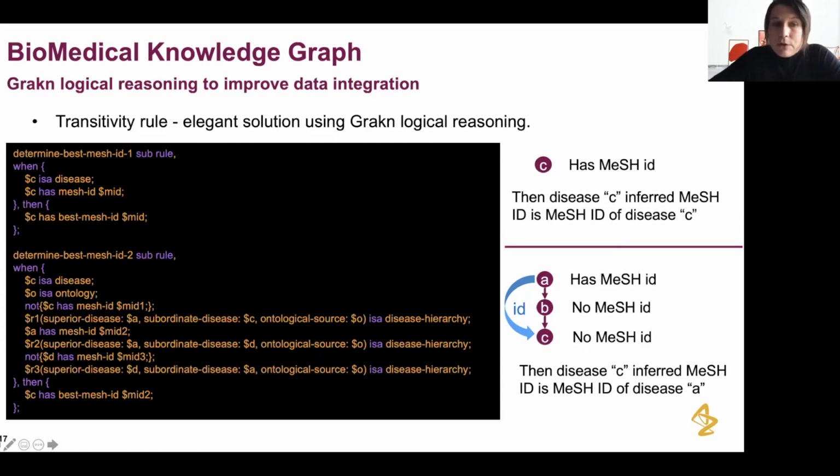So we are having two rules. If a disease has a MeSH ID, happy days. This is our preferred, inferred, or best MeSH ID. But if not, then we would like to go back and take the ID from the parental disease. That's all we are saying here. It sounds, and the diagram looks, simple. The rule looks a little bit more complex, but believe me, it works and it's really nice. And it solves this slightly unpleasant problem we are having.